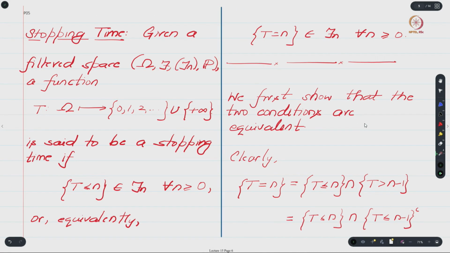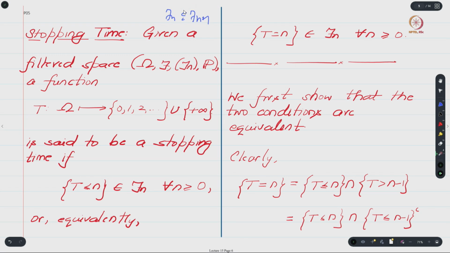Is that okay? Alright. So the question is, what is a stopping time? To define a stopping time, we begin with a filtered space. So what is a filtered space? You have the sample space, you have some sigma algebra, and then you have a sequence of sigma algebras, which satisfy the property that F_n is a subset of F_{n+1}.